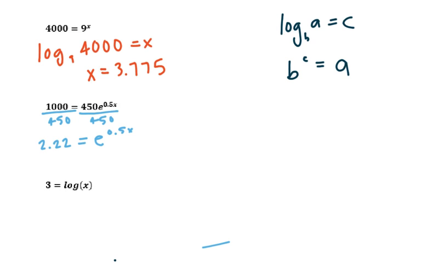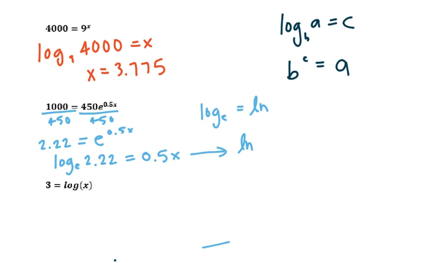Now that we have isolated our base and our argument, we can rewrite this equation as a logarithm so we can solve for x. When we rewrite this as a logarithm, we are going to have log base e of 2.22 is equal to 0.5x. And if you'll remember, a logarithm with a base of e is the same as what we call our natural logarithm, which we can easily enter into our calculator. So we could rewrite this, instead of log base e, as the natural log of 2.22 is equal to 0.5x.